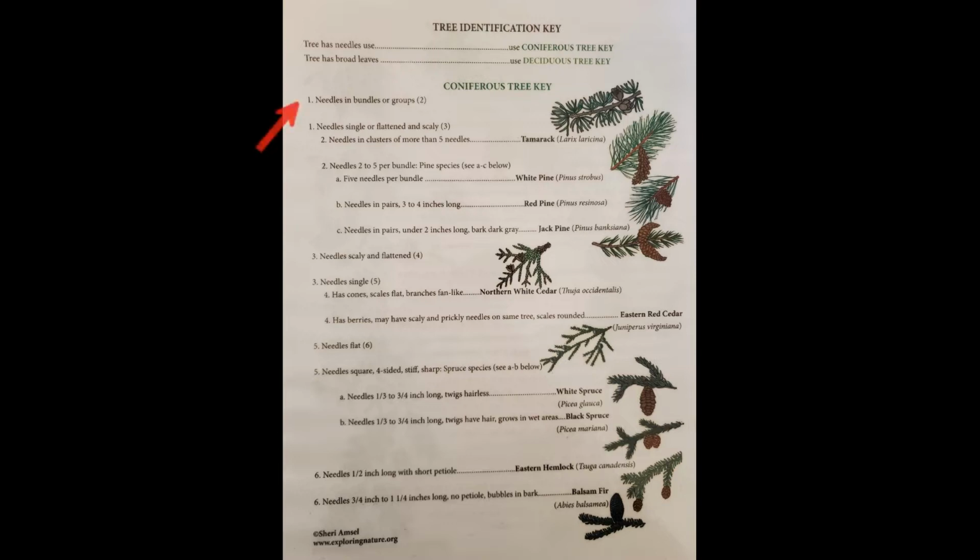So the first question is, do the needles come in bundles or groups? For all intents and purposes, let's say yes. So if you answer yes to any of the questions, it's going to tell you what question to move on to at the end. So we said yes, so we'll skip the second question 1 and we'll go right on to question 2. Are the needles in clusters of 5 or more? Let's say no. So now, since we said no to that one, we move on to the next question labeled number 2. Are the needles bundled in 2 to 5?